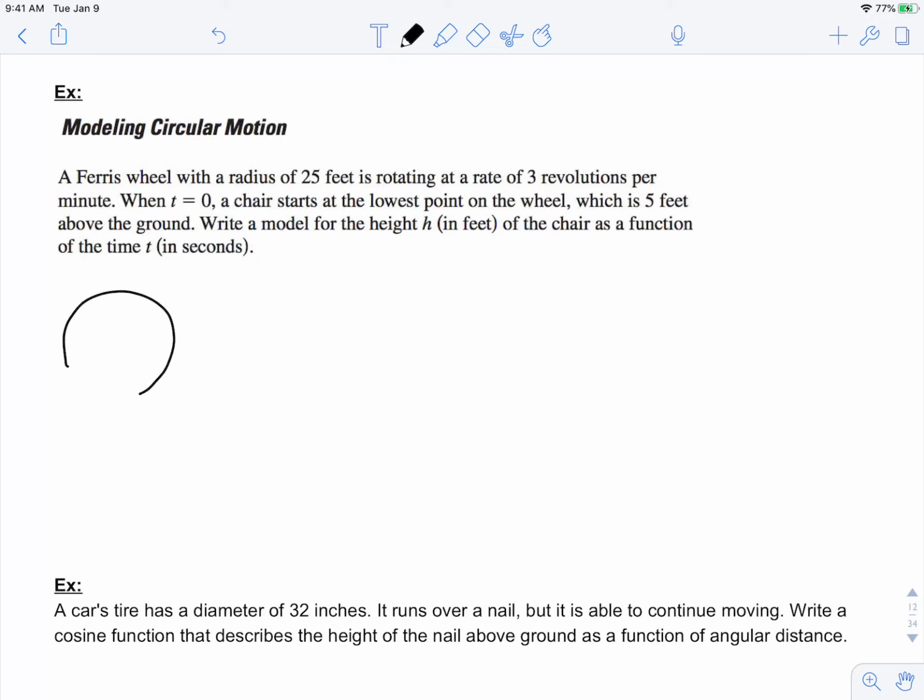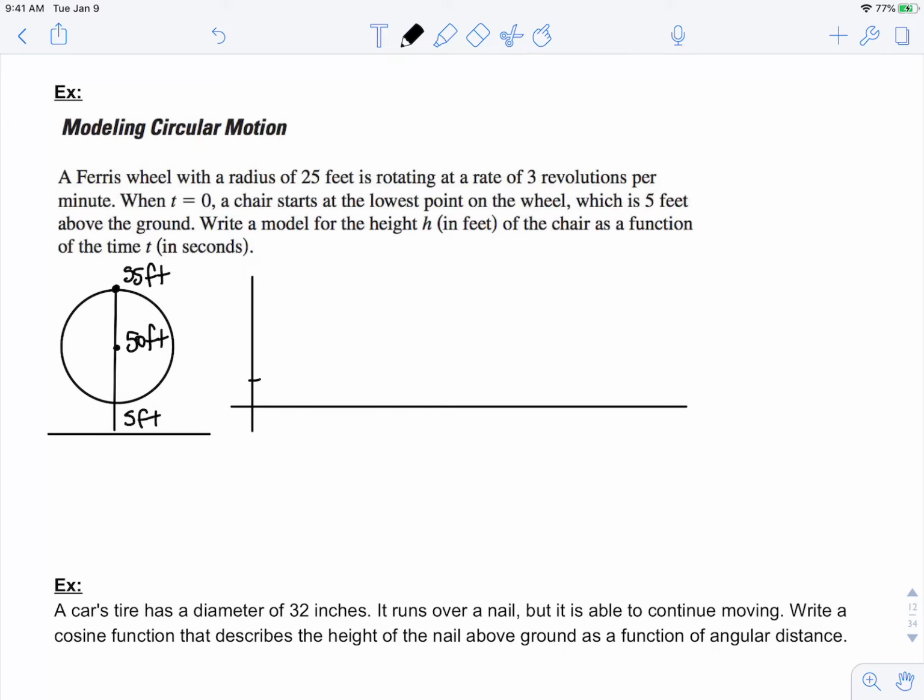We have a Ferris wheel which does circular movement. That Ferris wheel is sitting 5 feet above the ground. It has a radius of 25 feet, so that means the diameter is 50 feet. So that means the highest point that the Ferris wheel can go is 55 feet. So let's think about what's happening here visually. The lowest point it can go is 5 feet. The highest it can go is 55 feet.